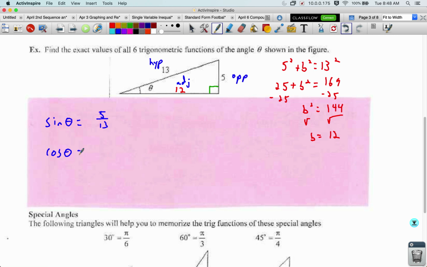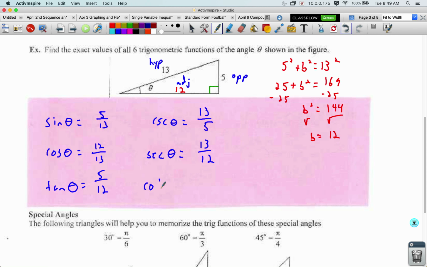Cosine of that angle theta equals 12 over 13. And tangent of that angle theta equals 5 over 12. Now I'll flip them upside down. Cosecant of theta equals, I'm just going to look right here, 13 over 5. Secant of theta equals, I look right here, 13 over 12. And cotangent of theta equals 12 over 5.